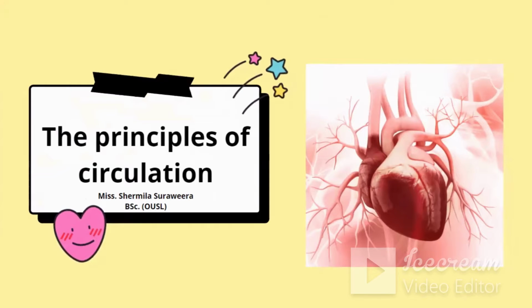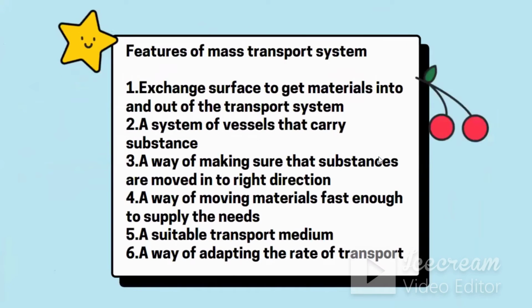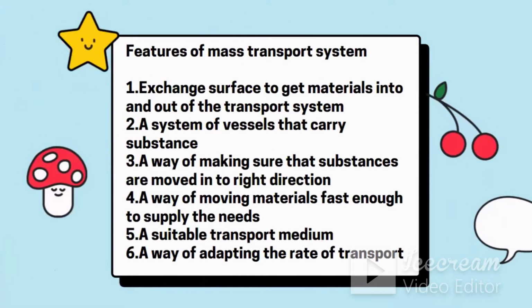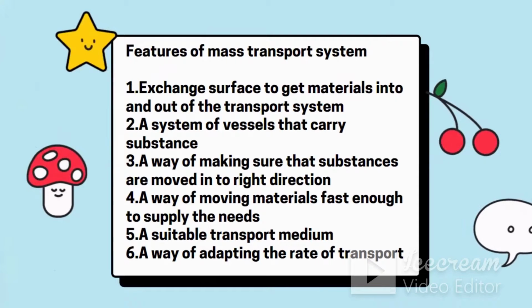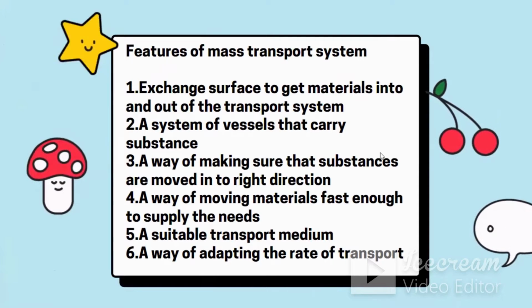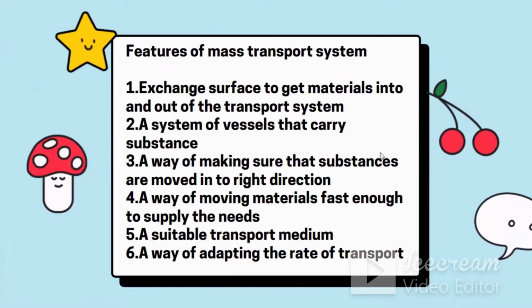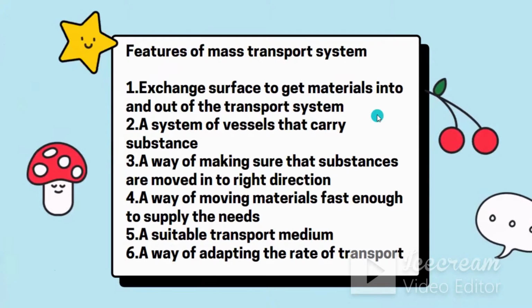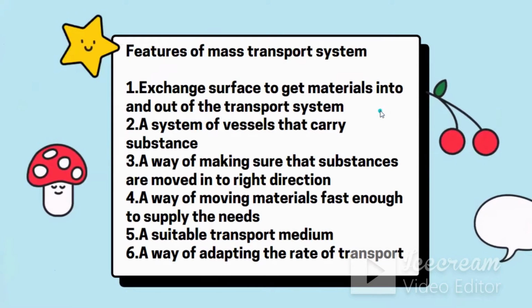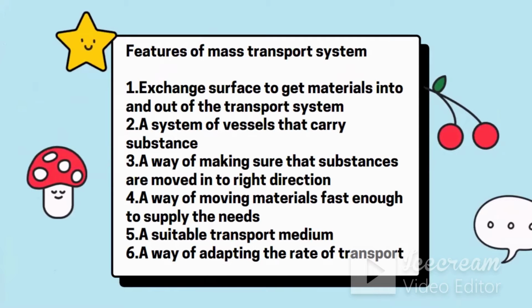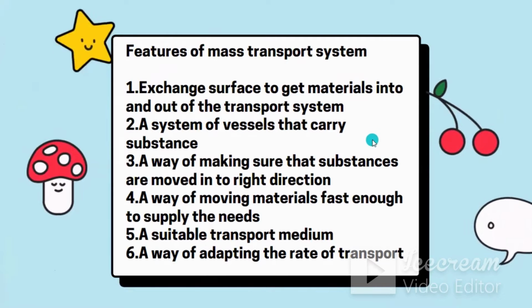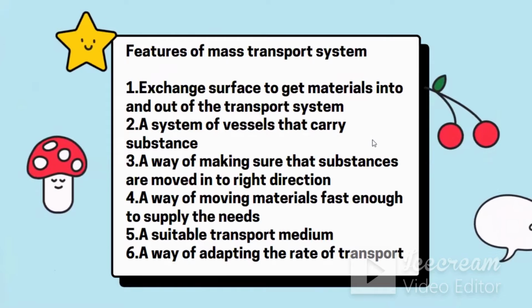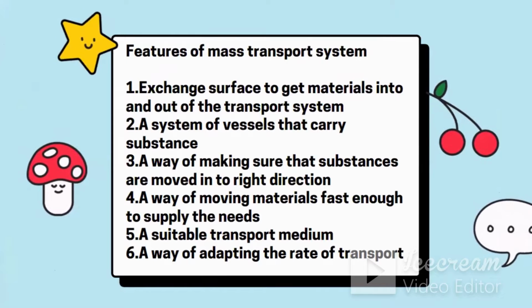In this presentation, we are going to talk about blood and circulation. First of all, we will discuss the features of mass transport, because as organisms, we need a complex transport system rather than simple diffusion. First, there must be an exchange surface for transport, and second, proper vessels are needed to carry substances.